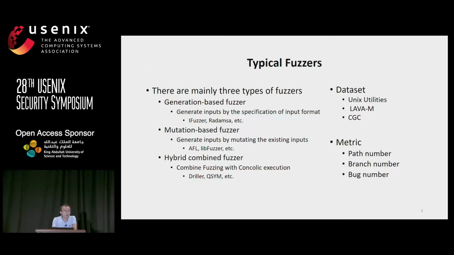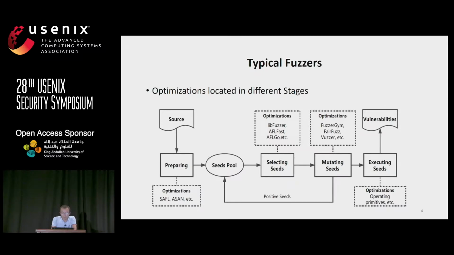Those fuzzers are usually evaluated with datasets such as CGC and LAVA-M with injected bugs. They are usually evaluated with metrics such as path number, branch number, and unique crashes or bug number. Based on these base fuzzers, there are different optimizations in different stages.